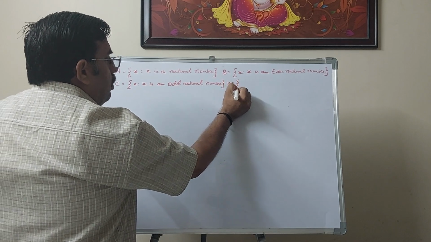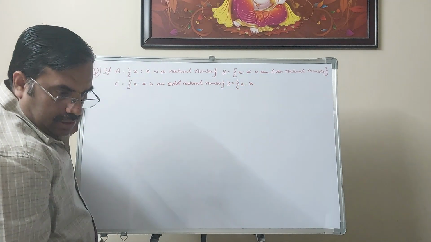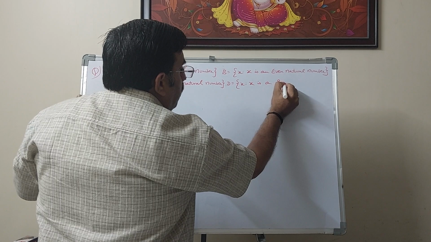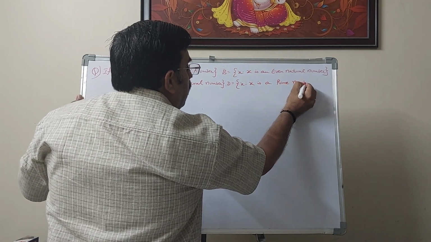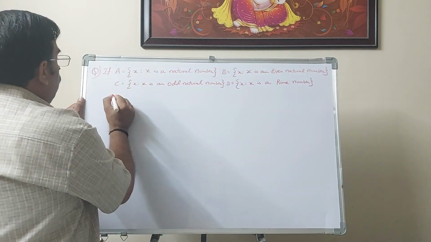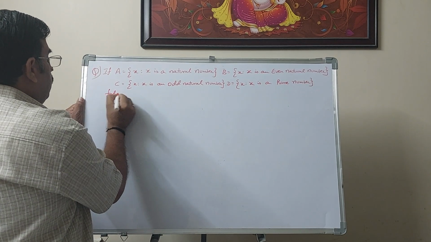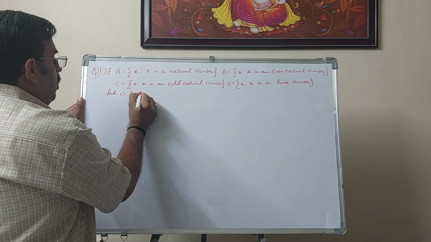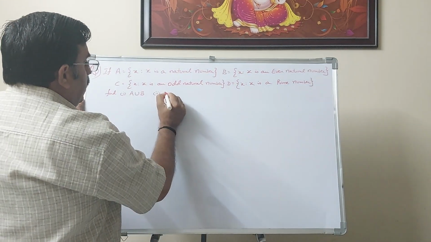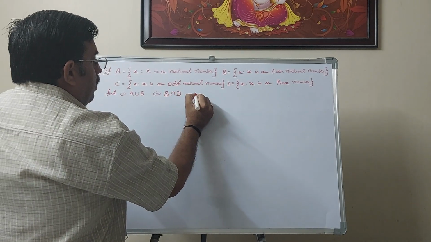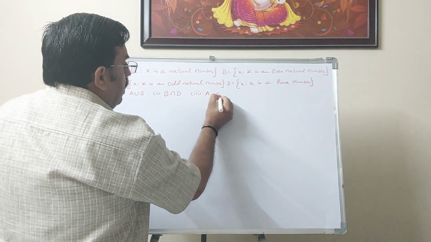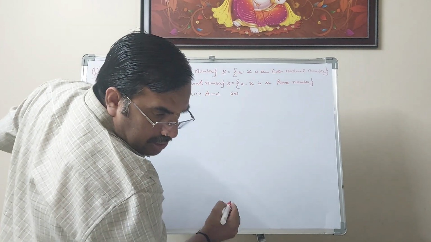D is equal to {x such that x is a prime number}. Find A union B, B intersection D, A minus C, and the fourth one is B minus A.